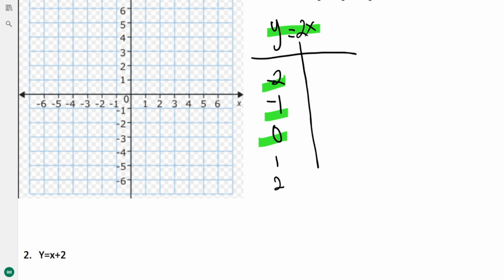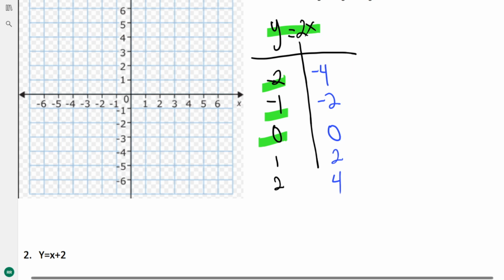So when we plug -2 into y equals 2x, we get a -4. When we plug -1, we get a -2. When we plug in a 0, we get 0 because 0 times 2 is 0, or 0 times anything is 0. And then when we plug in a 1, we get a 2, and when we plug in a 2, we get a 4. So now we have points, and we can plot them.